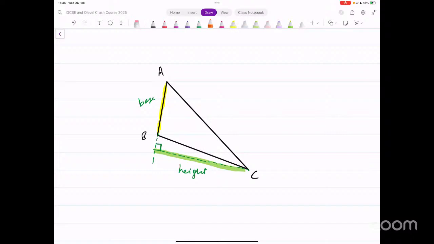We can sometimes have something like this as well. If we consider the side on the left side as the base, then the height has to be the perpendicular coming from this third vertex to that base. Again, this can lie outside the triangle as well.